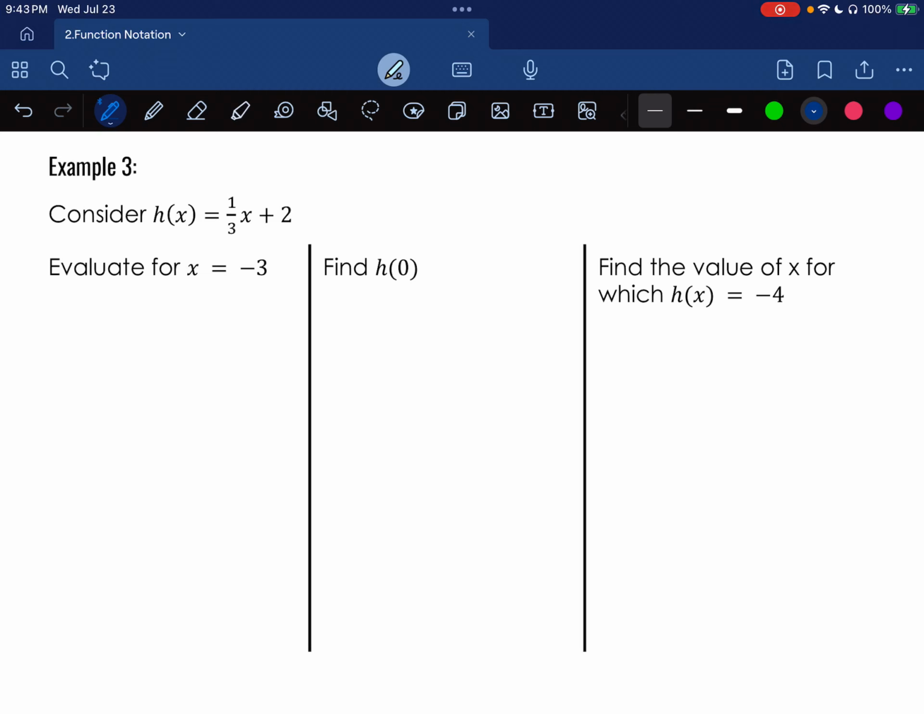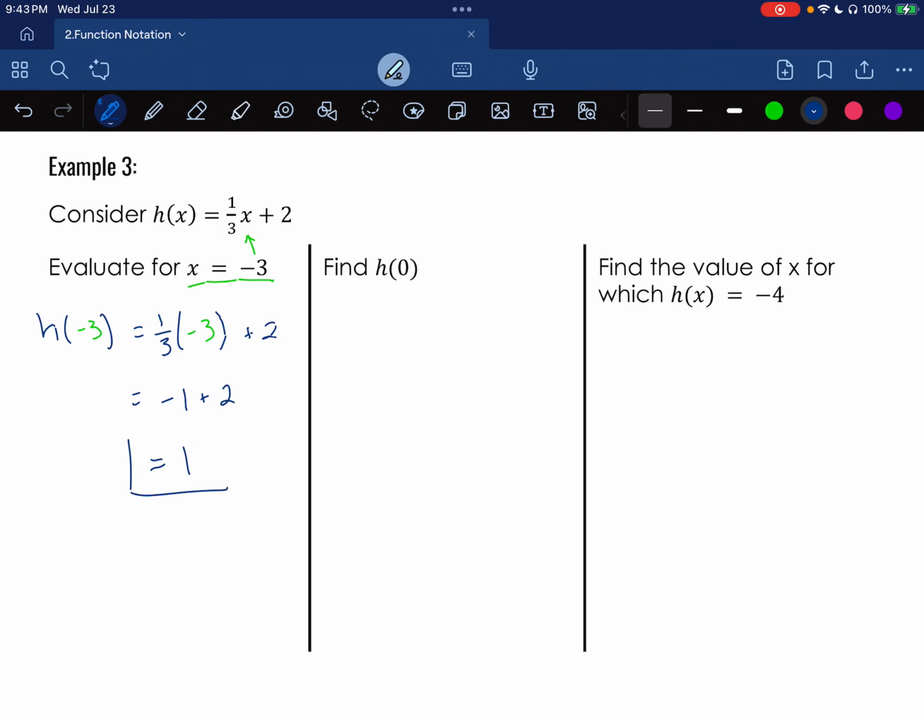All right, so I'm going to evaluate for x is -3. Again, that means I'm plugging -3 in right here for x into this function h. So I'm going to have h of -3 is equal to 1/3 times -3, plus 2. Now I'm going to simplify. 1/3 times -3 will be -1, plus 2, or 1. So this tells me that when I plug -3 into my function, I'm going to get out 1.